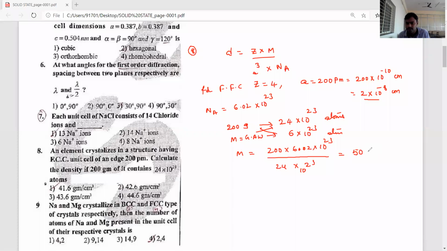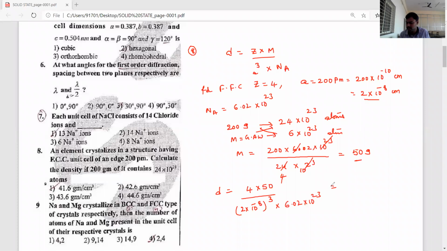50 grams will come, because the 10 to the power of 23 will cancel. 6.1, 6.4, and 200 by 4 is nothing but 50. Now calculate the density. We know that density is equal to 4 into 50 by a cube, 2 into 10 to the power of minus 8 whole cube, into Na, 6.02 into 10 to the power of 23.